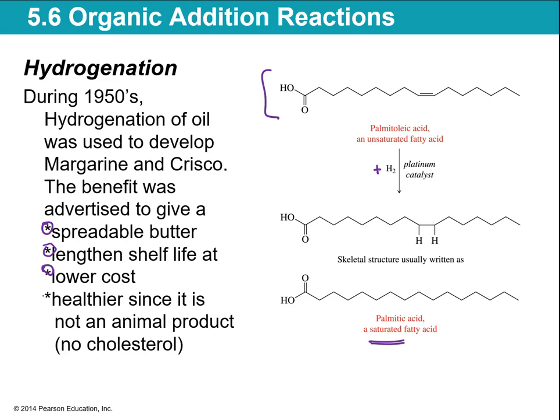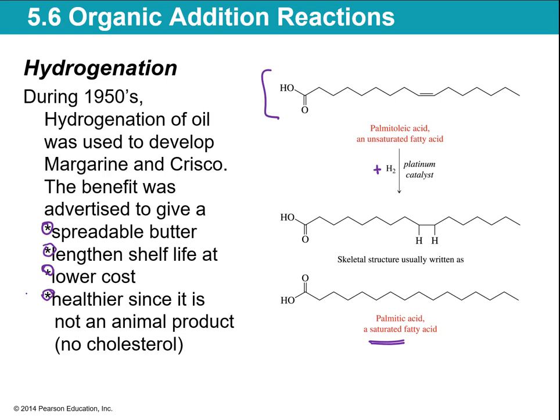But the last way that they got everybody to buy into this is they said it's healthier because it's not from an animal product. So this is a vegetable product that we have hydrogenated. It is more healthy for you because it does not contain cholesterol, which butter does, because butter is an animal product. Butter is made from cream from a cow, and so it does have cholesterol in it. So these were all the things that they pushed in the 1960s.